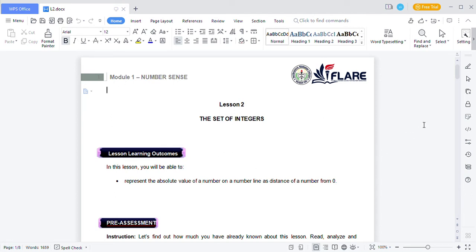Okay, so once again, good morning everyone. For this morning, we will discuss the set of integers, and this is our lesson number 2.